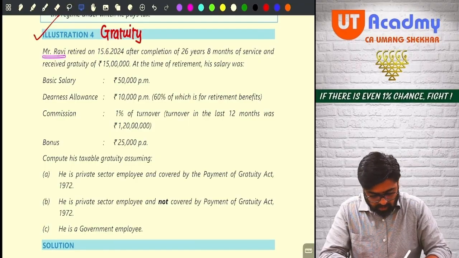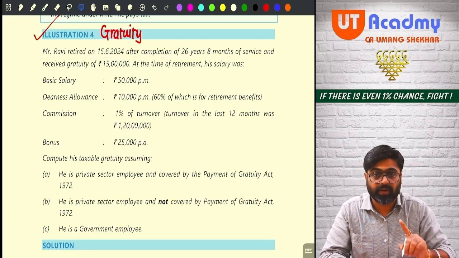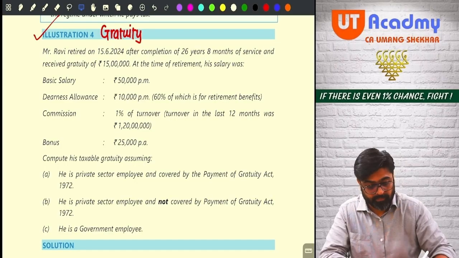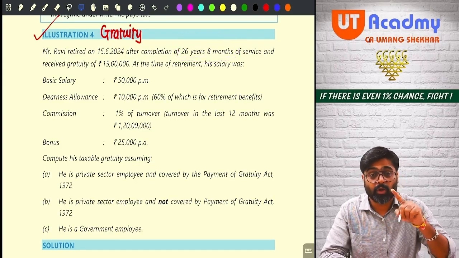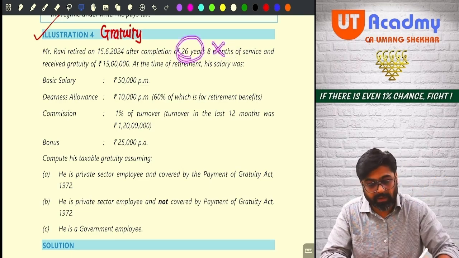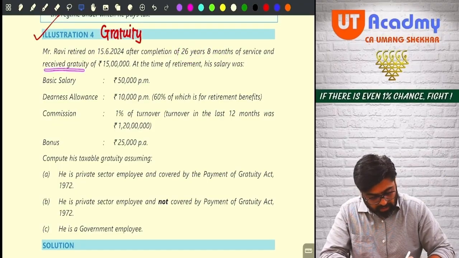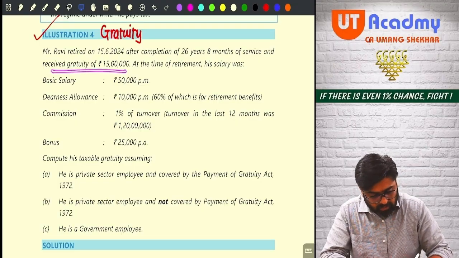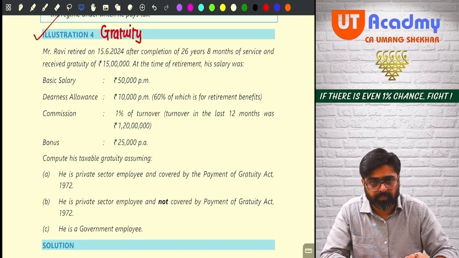Mr. Ravi retired on 15 June 24 after completion of 26 years and 8 months of service. If I say number of years of service for POGA, then it will be 27 years. But not covered by POGA, only completed years of service. Ignore 8 months, will take only 26 years. Right? Next. Received a gratuity of 15 lakhs. So can I say that this gratuity he is receiving on retirement? This is death cum retirement gratuity.